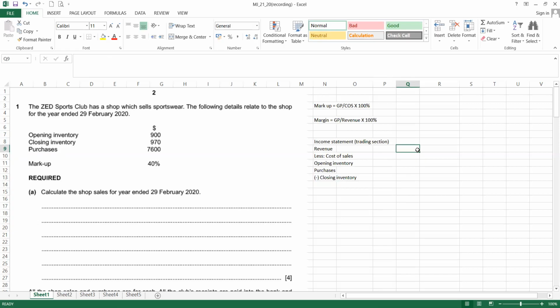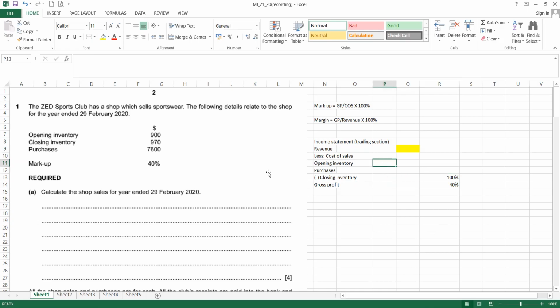Okay, I put in the amount. This one we don't know, which we need to find. The question asks us to find it. And they say that the markup is 40%. This 40% is over the cost of sales. Over cost of sales means that the cost of sales, the base, is 100%.